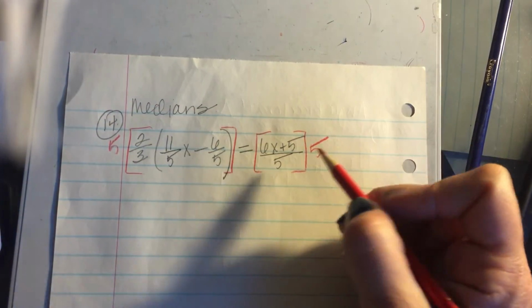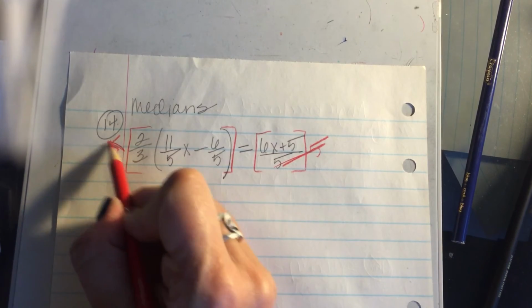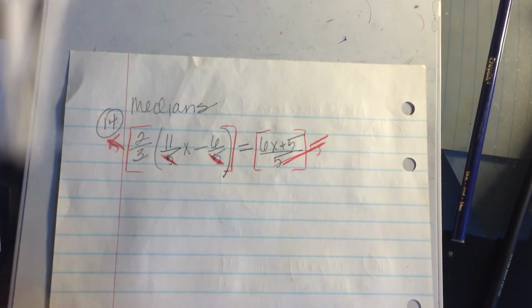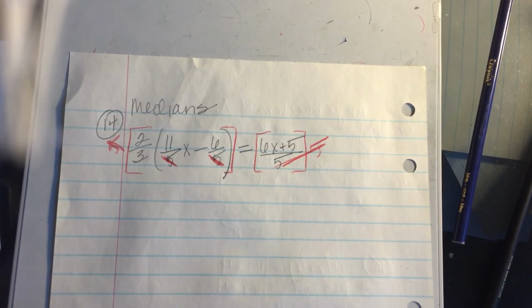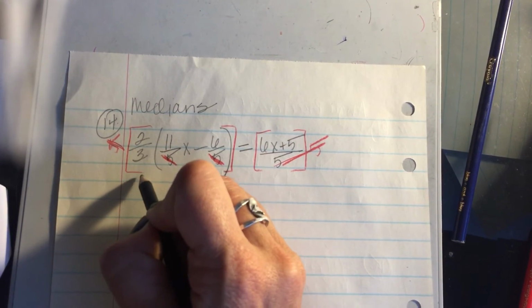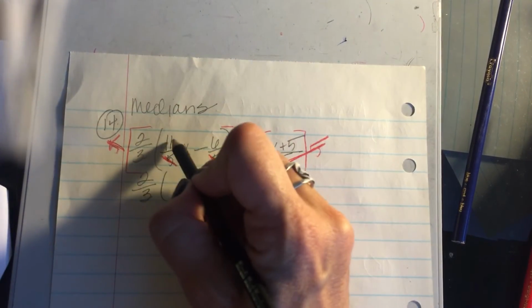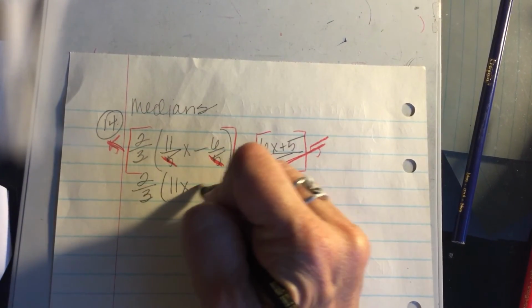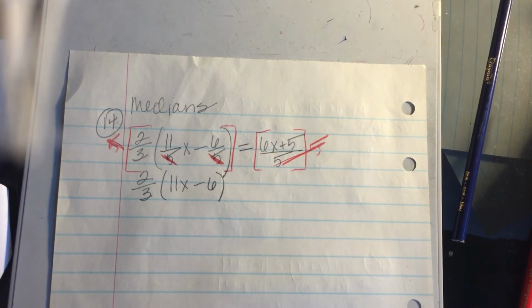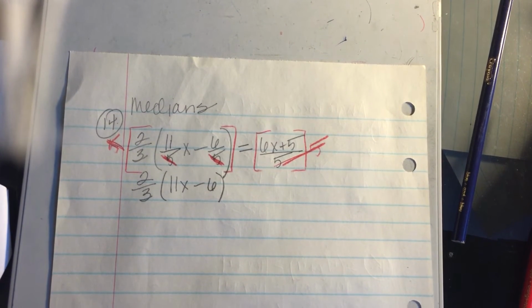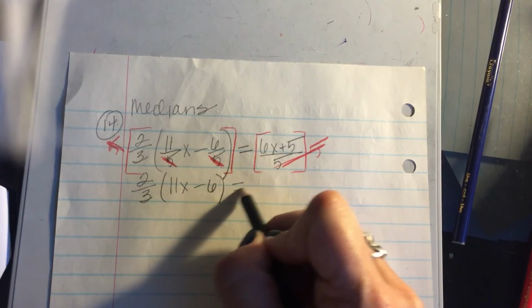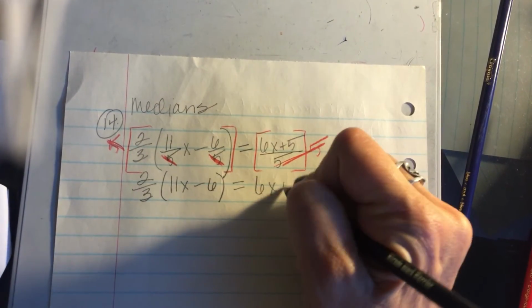And what that's going to do is cancel out the denominator here. This 5 will cancel out this denominator and this one. So multiplying both sides by 5 is going to cancel out those denominators. And then I'm going to carefully look at what's remaining, 2/3 of 11x minus 6 is equal to 6x plus 5.